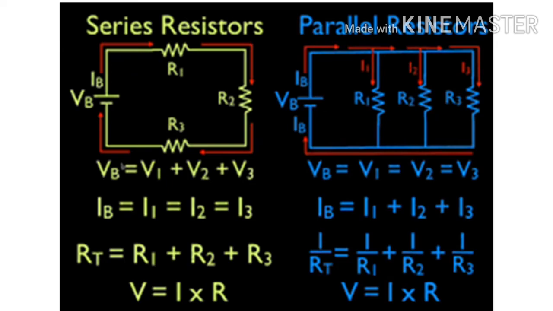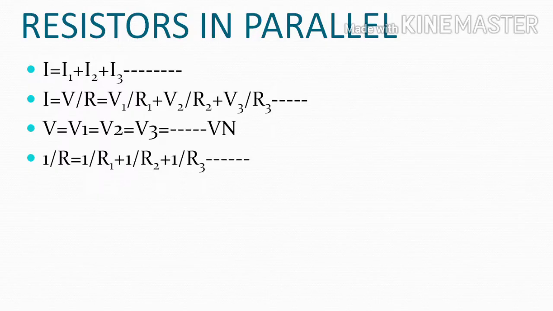So the total current I equals I1 plus I2 plus I3, where I equals V by R from Ohm's law. So V by R total equals V1 by R1 plus V2 by R2 plus V3 by R3. If V gets cancelled, we will get 1 by R total equals 1 by R1 plus 1 by R2 plus 1 by R3.